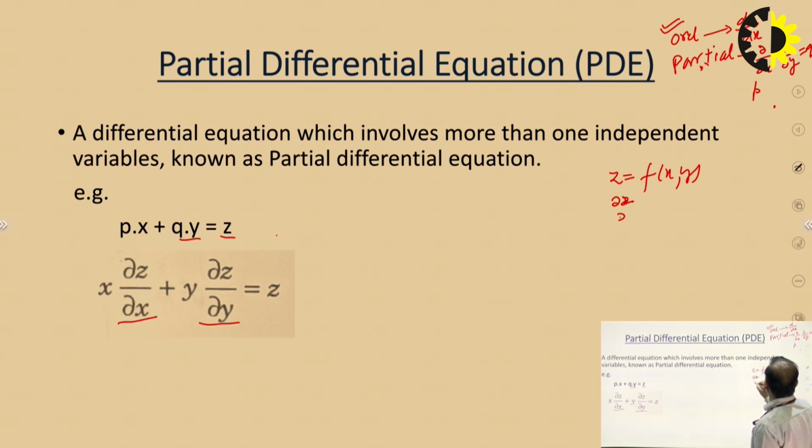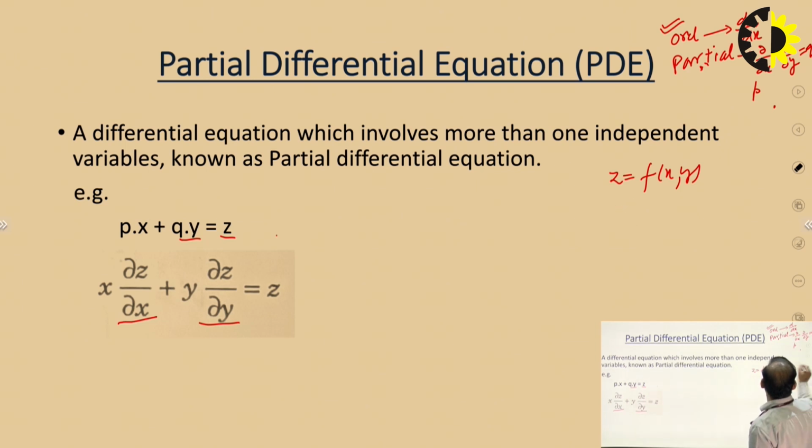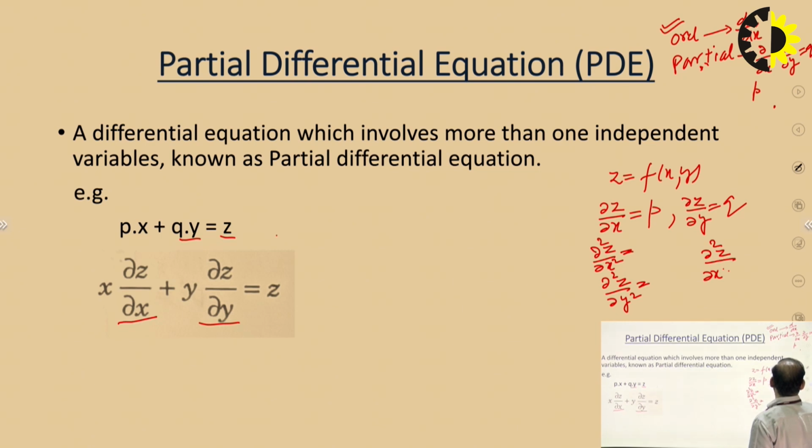del Z over del x is equal to P, and del Z over del y is known as Q. These are the notations for first order partial derivatives. And the second order partial derivatives are del two Z over del x square, del two Z over del y square, and del two Z over del x del y. The notations for these are r, small s, and t. These notations are also used in writing partial differential equations.